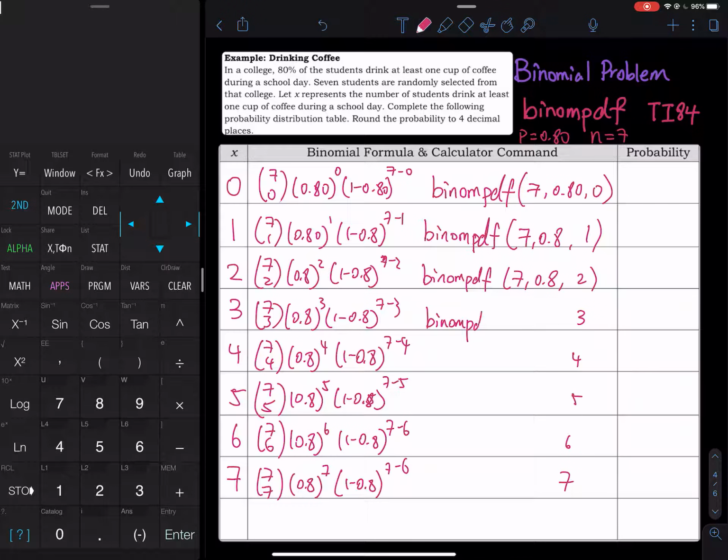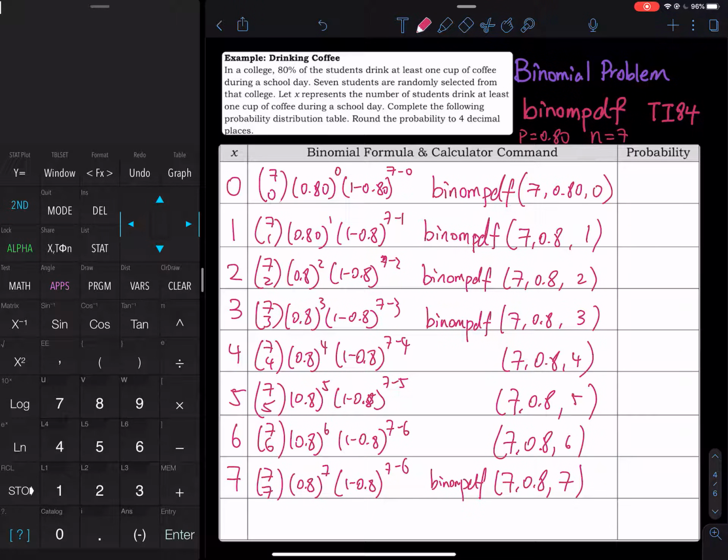Binomial PDF, you have 7, 0.8, 3, so that will be 7, 0.8, 4, 7, 0.8, 5, and then 7, 0.8, 6, and then 7, 0.8, 7. So these are all binomial PDF. I'm not trying to make this tedious.